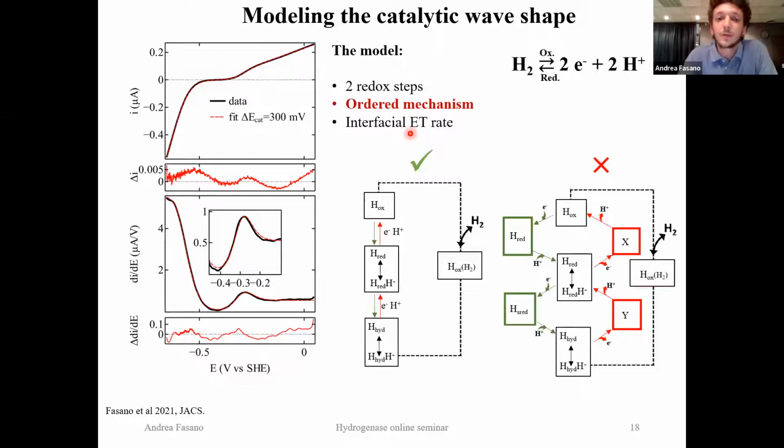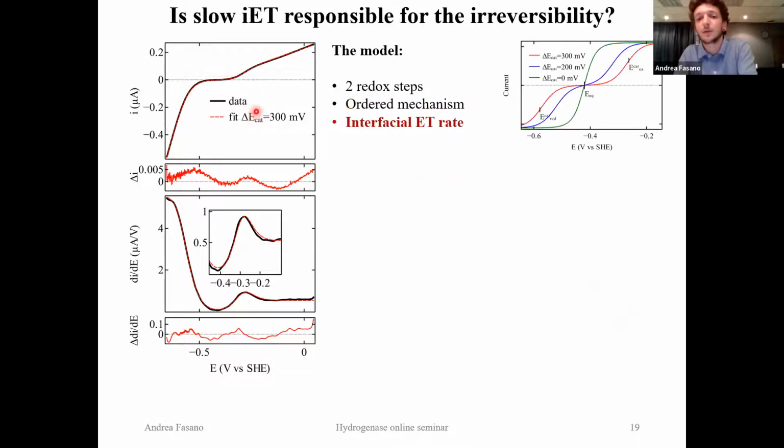When we fit it to the experimental data, we obtain very good fits, meaning that this kind of catalytic mechanism can describe very well the irreversibility of tamides. We don't need to invoke a much more complicated scheme. And a parameter that we can obtain is the difference between these two catalytic potentials, which is actually 300 millivolts, pretty large. We now need to check if it is the real reason of the irreversibility or if we're facing some slow interfacial electron transfer rate.